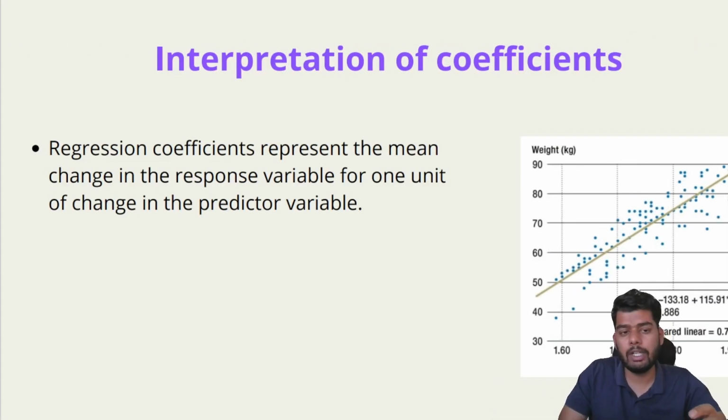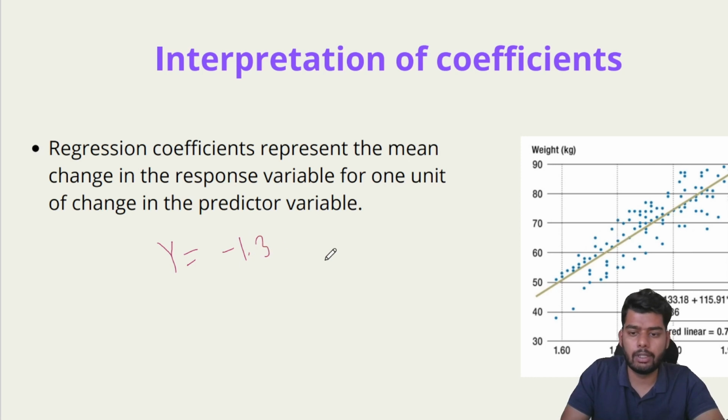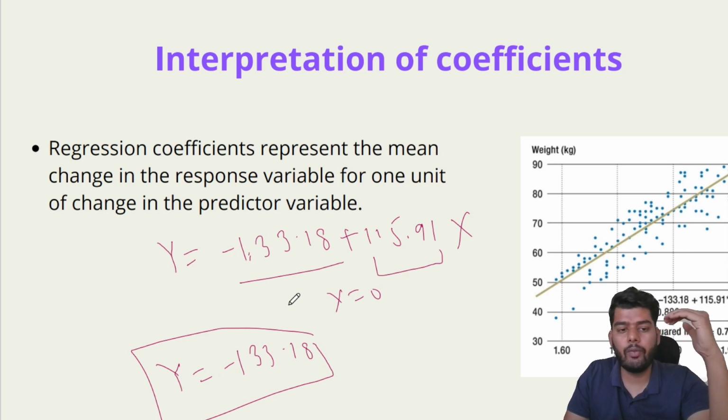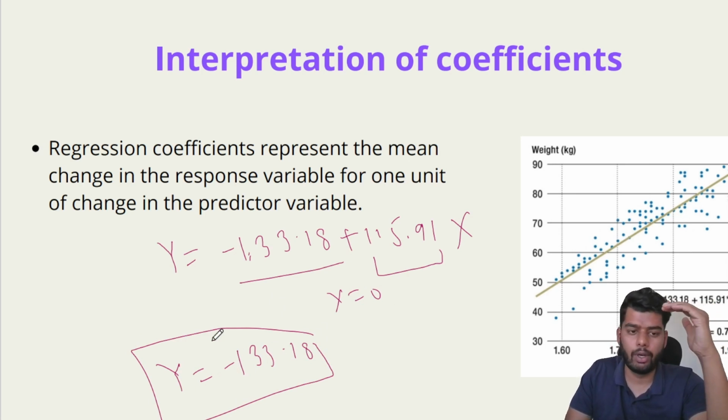So now we come to a point where we have calculated a and b, and we want to understand the interpretation of these coefficients using this formula. Let's say we have estimated a regression equation: y is equal to minus 133.18 plus 115.91 x. This is a constant term, and this is the slope. Let's put x equal to 0. Then we get y equal to minus 133.18. So the interpretation of this constant term is that it represents the value of y when x is 0, or the mean response value of y.